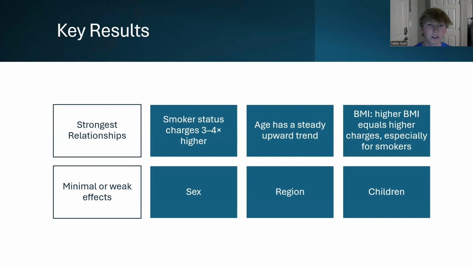The strongest relationship we saw was that smoker status means charges 3 to 4 times higher. It had the biggest impact. Age has a steady upward trend, as well as BMI, and higher BMI equals higher charges, especially for smokers. And then minimal or weak effects, you can see gender, region, and children, they all did not have much of an effect at all compared to the other three groups.